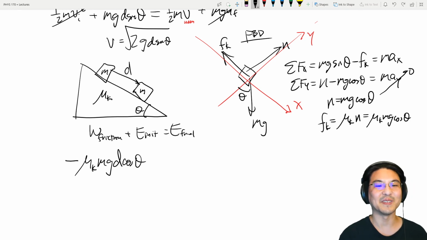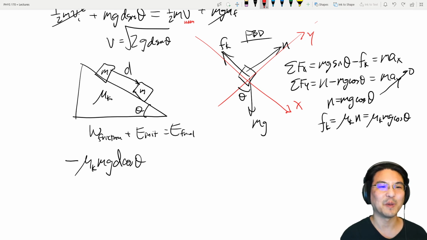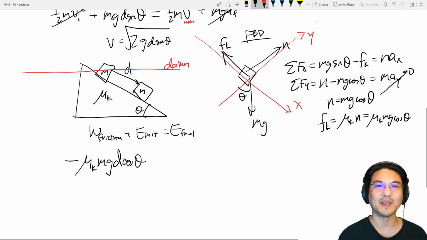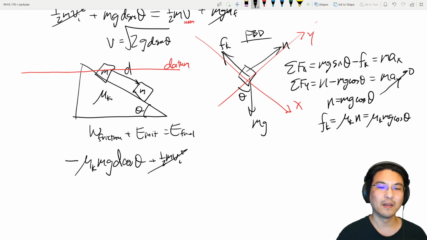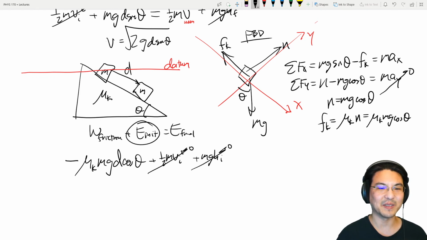And then the rest of it is exactly like before. But how about this time? What if we pick the datum here? Okay, what is the initial kinetic energy? 0. It's not moving. What is the initial potential energy? Gravitational potential energy, mgh above the datum. It's at the datum, so that's 0. Okay, so we're done here.